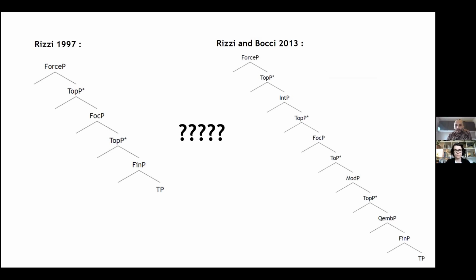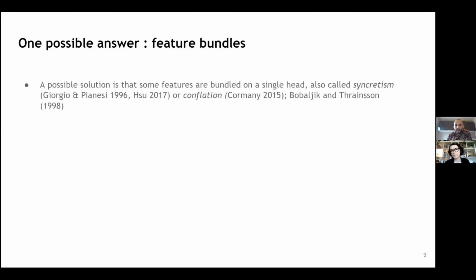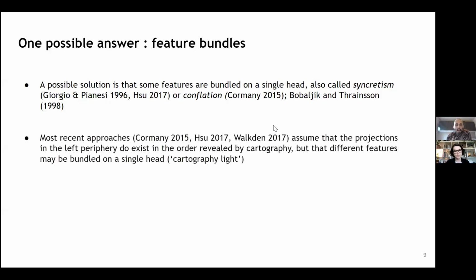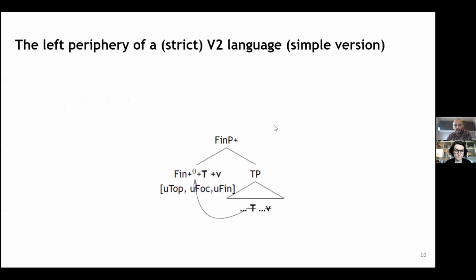Now, one possible answer to this, and the one we'll adopt, is that some features can be bundled on a single head, which is a phenomenon that has been called syncretism or conflation in the literature. And most recent approaches assume that the projections in the left periphery do in fact exist in the order revealed by cartography, but that certain features may be bundled on a single head. So that gives the prediction that what can be bundled must be adjacent features of the cartographic sequence. And this is the approach that we adopt, but nothing crucially hinges on that assumption, I think.